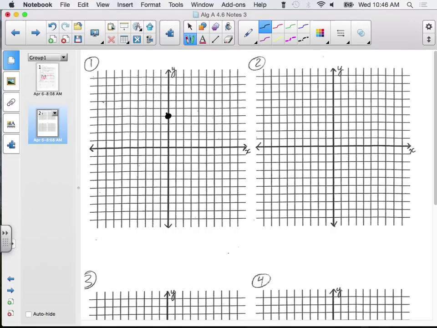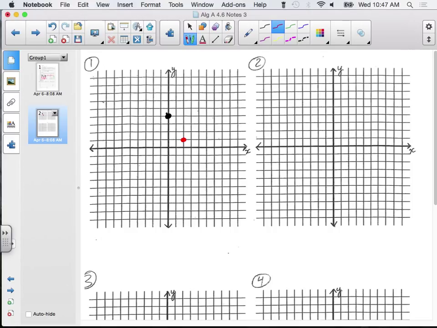Alright, so we also said that our slope was negative 3 over 2. So what would our rise over run be? Negative 3 over positive 2, and that means that we go down 3, right 2. Down 3, right 2. Alright, so from this point, you go down 3 and right 2.